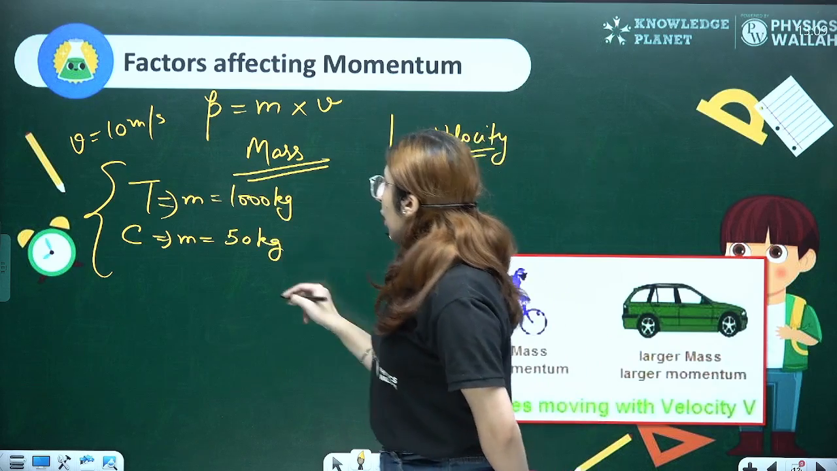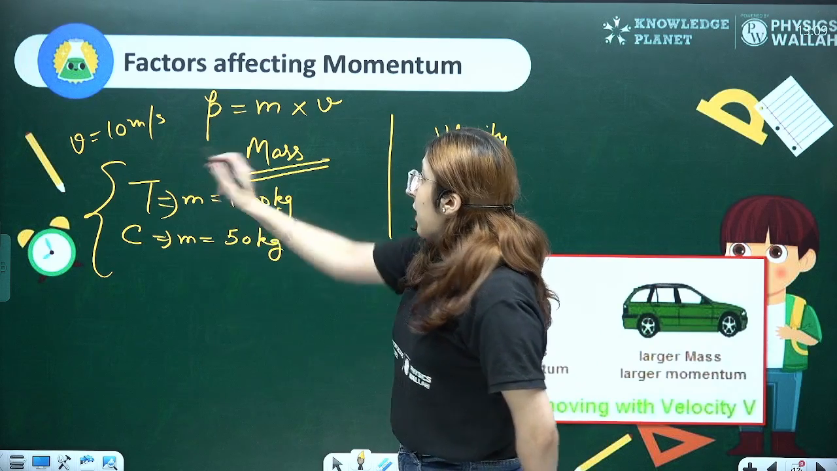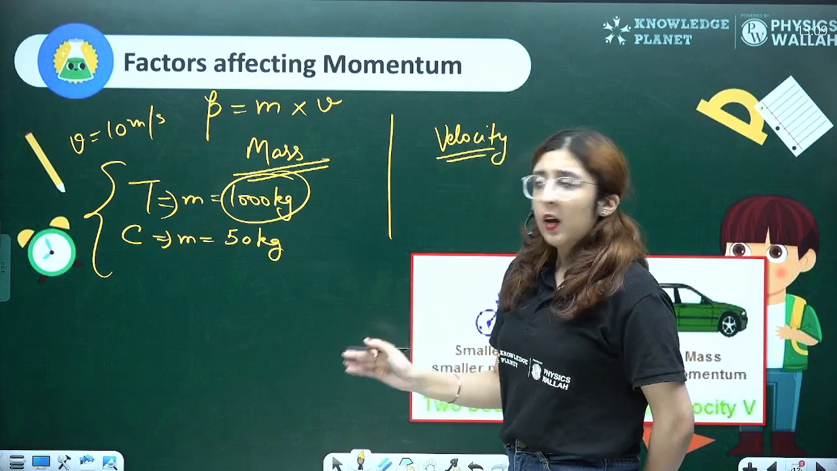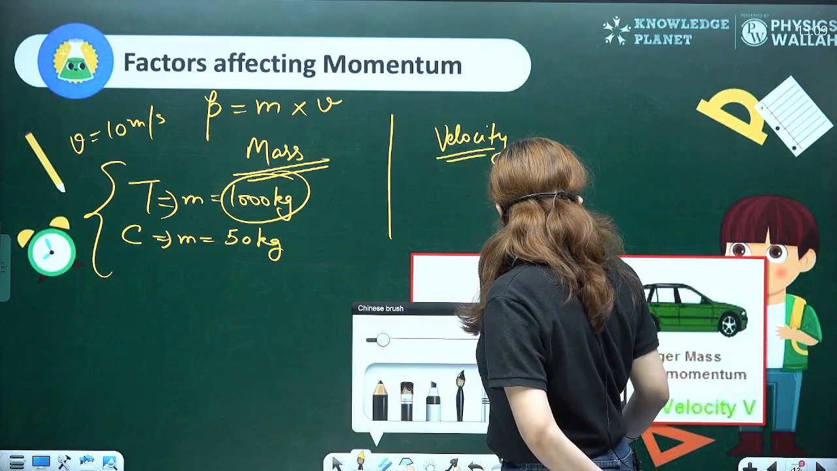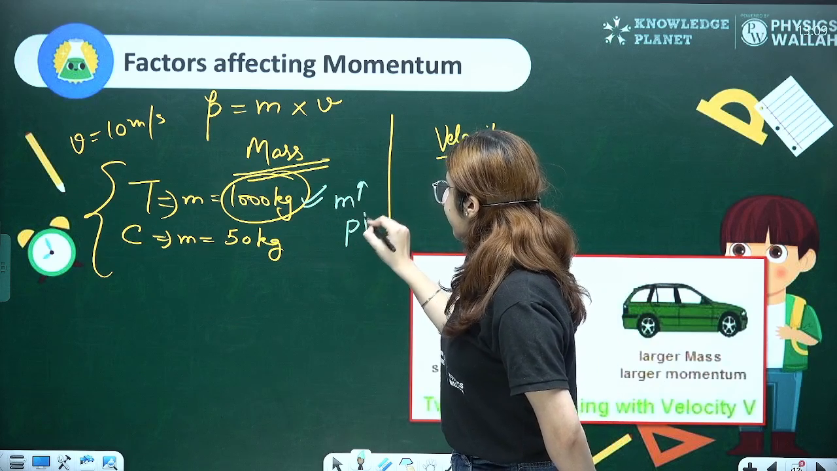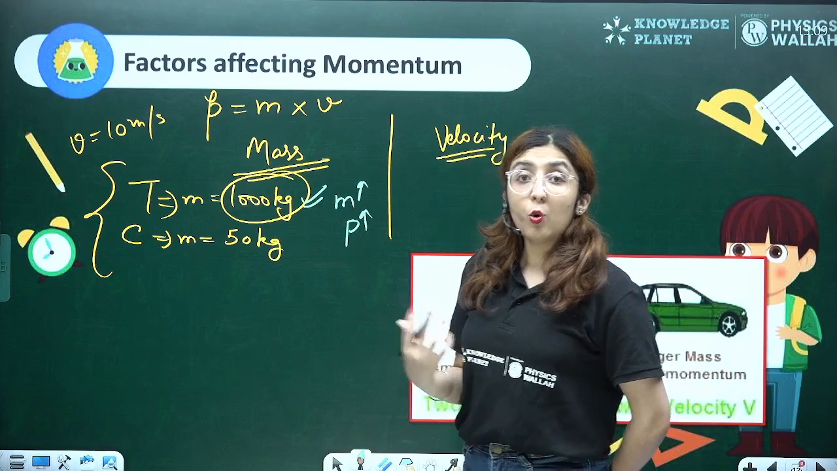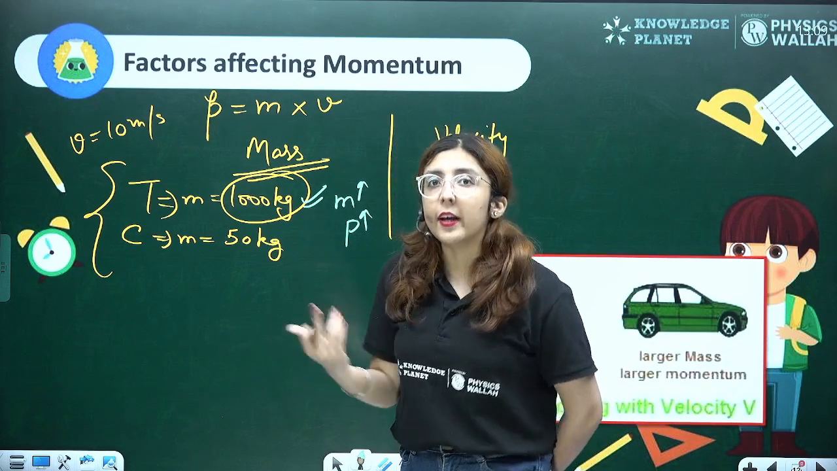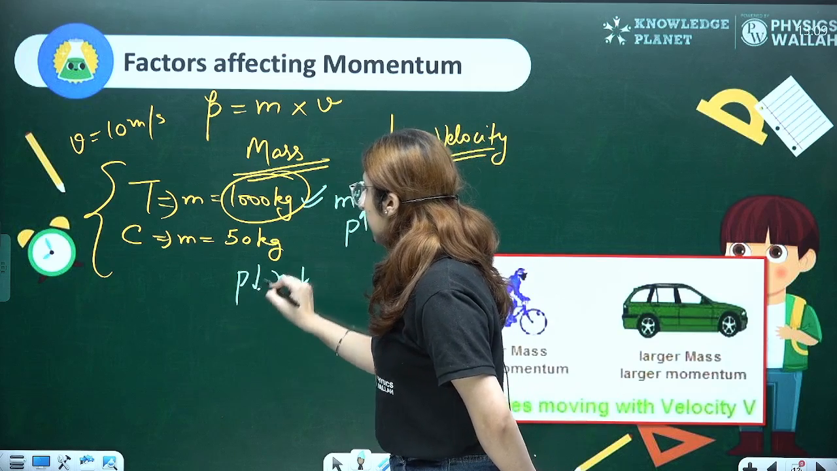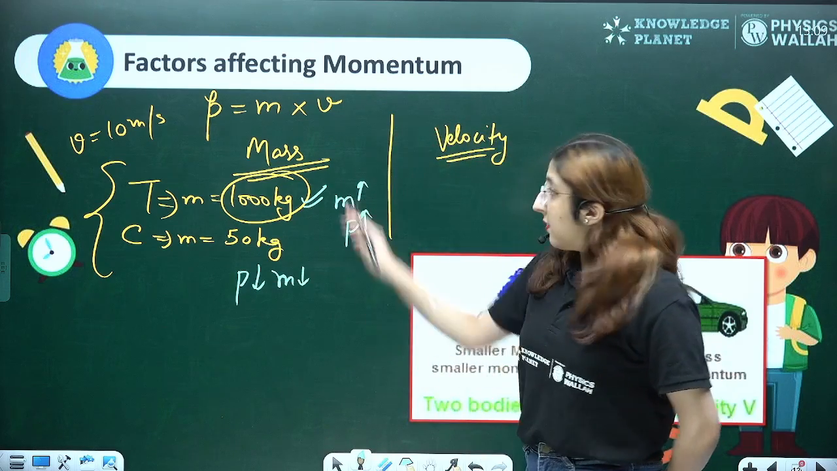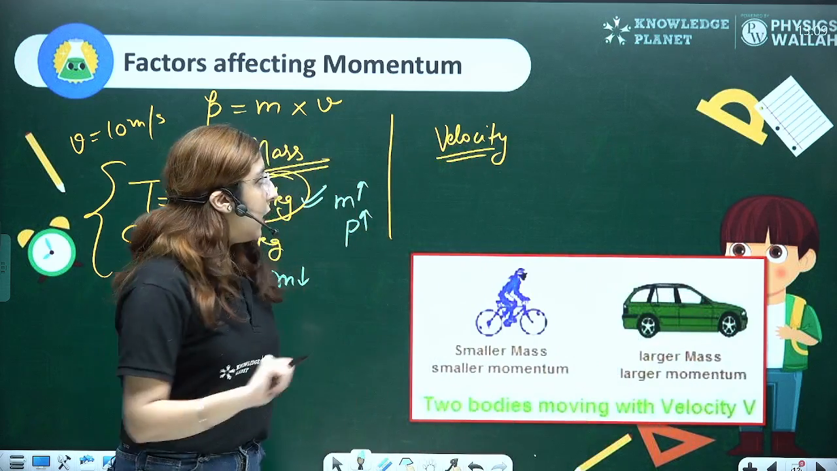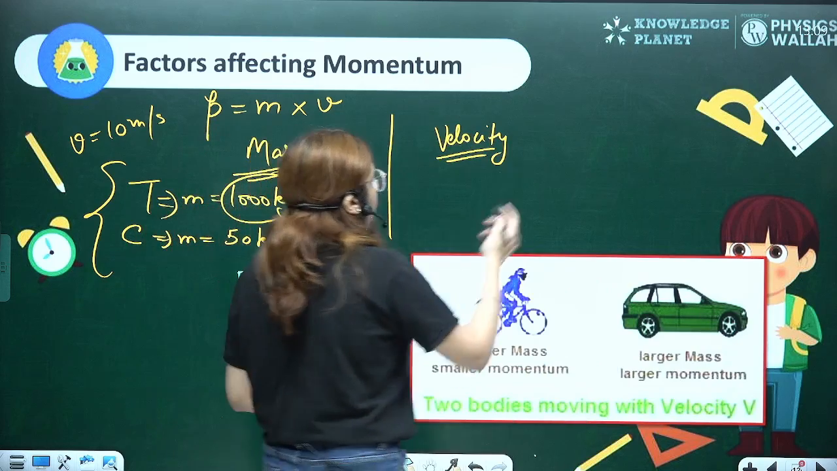Over here the velocity is the same, the mass is more. So without even solving it, just by looking, can you say something? Yes, ma'am, more the mass, more will be the momentum, more quantity of motion contained in the body. Similarly, ma'am, mass less, momentum will be less.